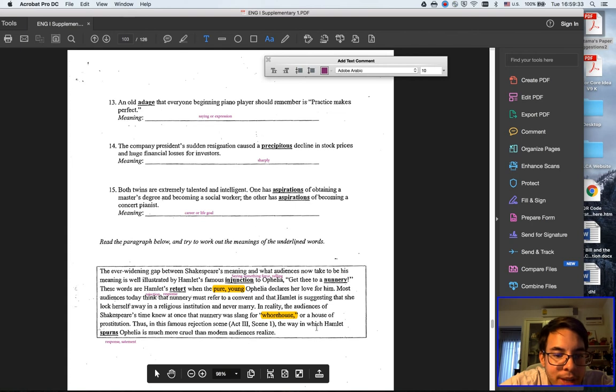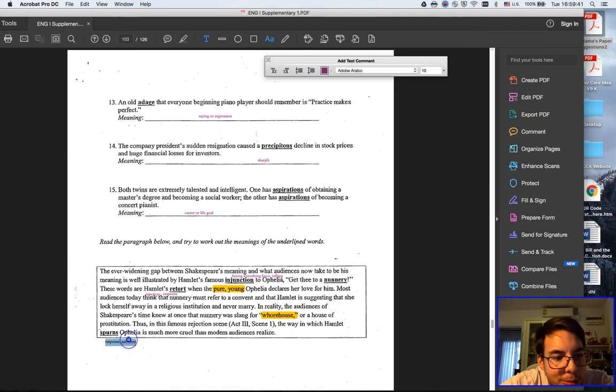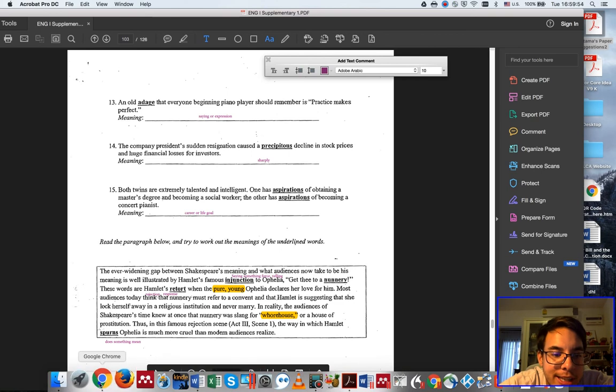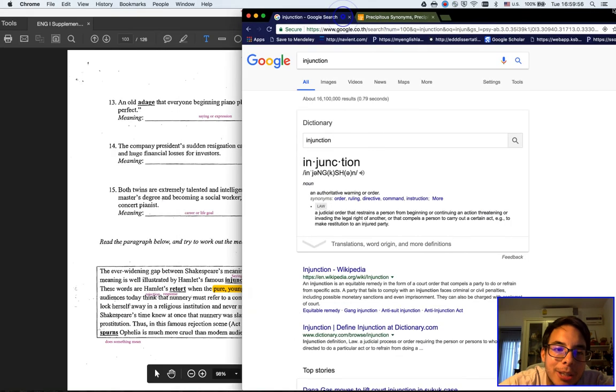The way in which Hamlet responds to... spurns. This is a verb, so it does something mean to Ophelia. It's much more cruel than audiences realize. So just to make sure, let's go ahead and take a look at the dictionary. You're not going to be able to do this, but all right.